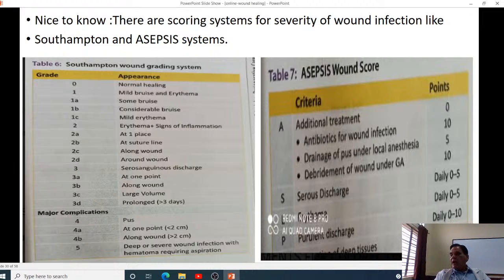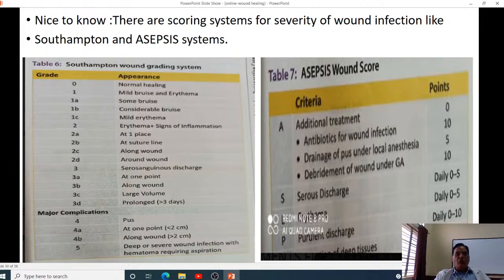Grade 2 stands for erythema and signs of inflammation. Again ABC, depending on whether the inflammation is at one place, at the suture line, or around the wound. This is regarding erythema. Grade 3 stands for discharge. Any discharge from a wound is bad. More bad is serosanguinous discharge because this is a precursor of infection. In grade 3A, how many points are getting serosanguinous discharge? Even if you have a sutured wound, at one point, all the length and large volume.